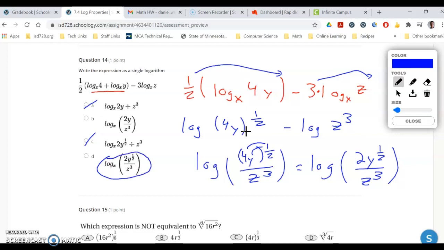All right. This one's pretty close to it. Just y doesn't have the 1/2 power, but I think this is going to be the right answer. So that's a pretty tricky one, but hopefully that helps you out.